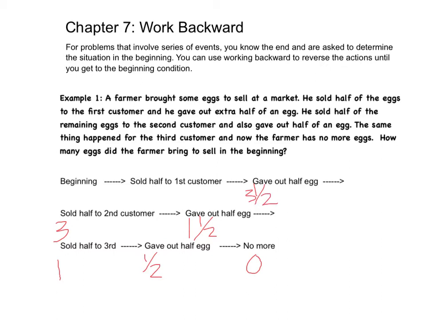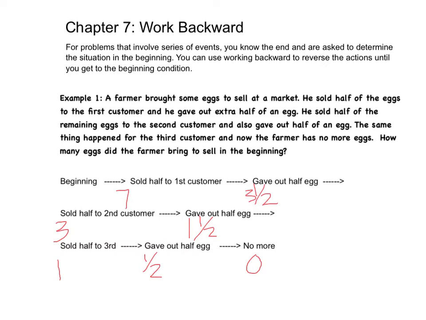Okay, instead of subtract, now we go back. We do the inverse operation, which is add. And then that 3.5 eggs was after he sold half to the first customer. So let's multiply by 2 as our inverse operation. So 3.5 multiplied by 2 is 7. Okay, so that means in the beginning the farmer had 7 eggs.